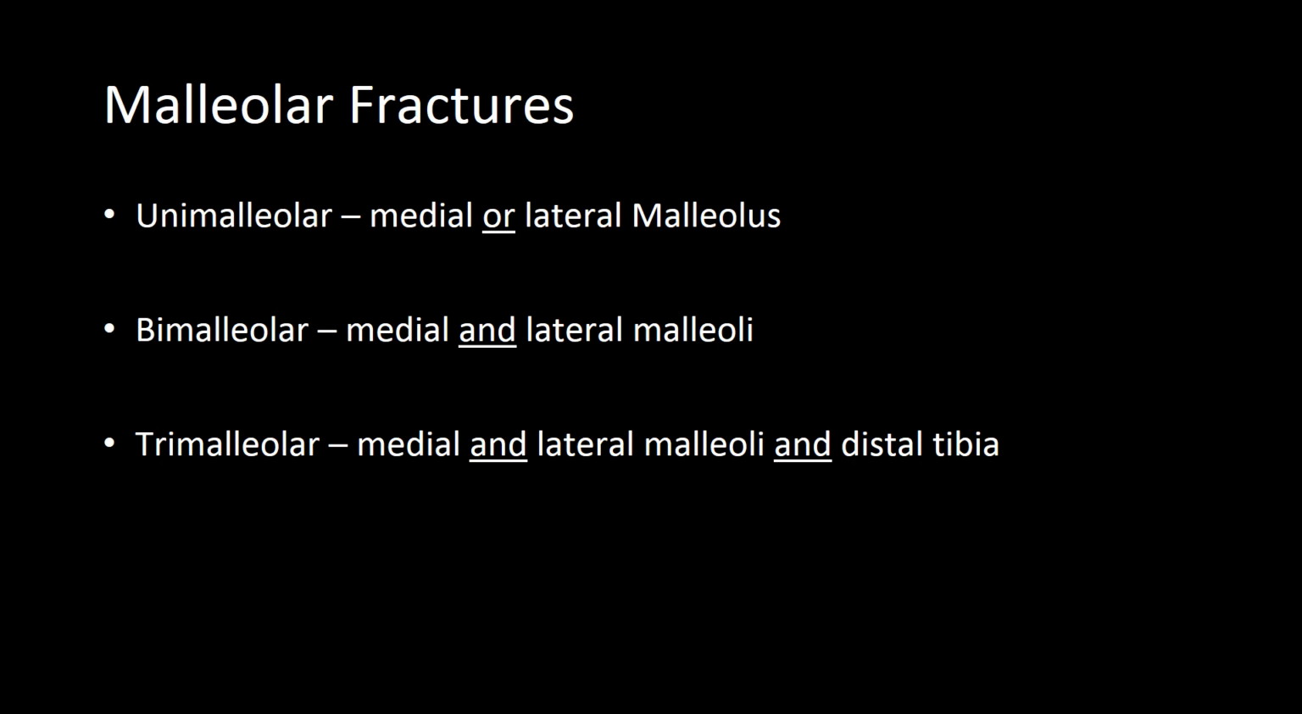What I want you to do is think of unimalleolar as being either the medial or the lateral malleolus. Bimalleolar is going to involve both the medial and the lateral malleoli. And then a trimalleolar fracture is going to be the medial and lateral malleoli combined with a distal tibial fracture as well. This frames what the next couple of slides are going to show and what all those fractures really mean if you see them on a report.